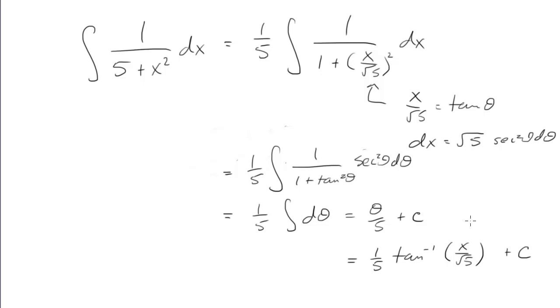Another way to do the same thing, actually, this is the way I prefer, is when I look at the 5 plus x squared, I say, well, how about just 5 plus 5 tangent squared? Take a square root, and it's the same substitution with less horsing around.